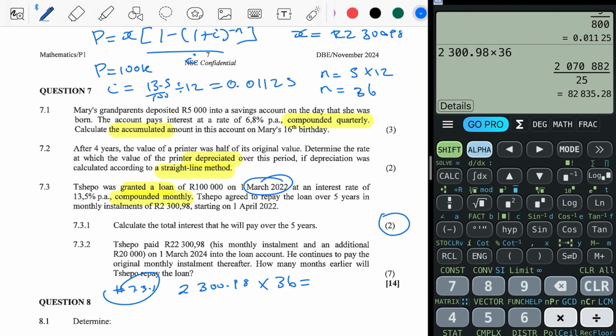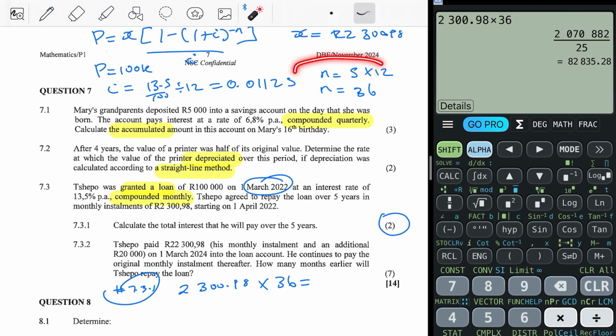So that is... pause. Something wrong here. That is, oh, yes. I'm wrong. I hope you got this. 5 times 12 is not 36, it's 60. Come on, people. Come on. So this is 60. I hope you got this one.